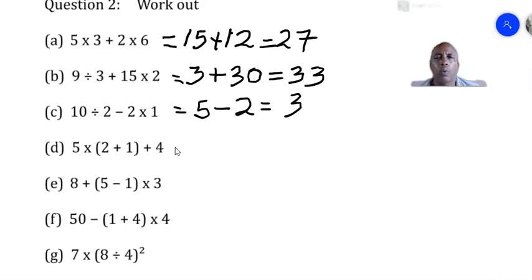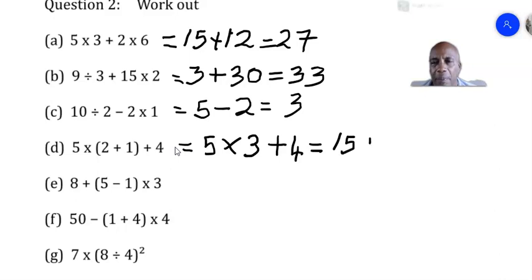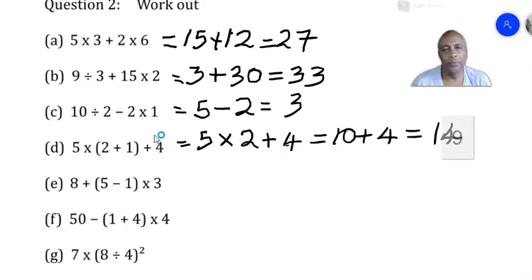D. We have 5 times 2 plus 1 in brackets plus 4. We know we do the brackets first. So we're going to get 5 times, in brackets 2 plus 1 is 3, plus 4. Then we do the multiplication before we add. 5 times 3 is 15, and 15 plus 4 equals 19.